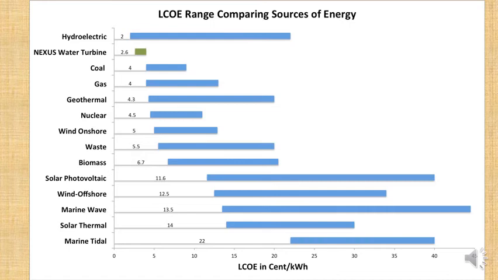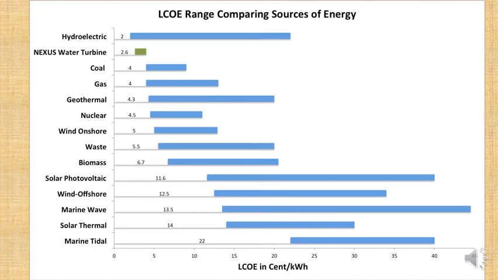Now, another thing to look at here is wind onshore and wind offshore. So we're looking at two different kinds of wind turbine farms. One is built on land and one is built out in the ocean. And you can see that the levelized cost of energy for wind built on land is a lot lower. It starts at 5 cents a kilowatt hour, whereas wind offshore starts at 12.5 cents per kilowatt hour.